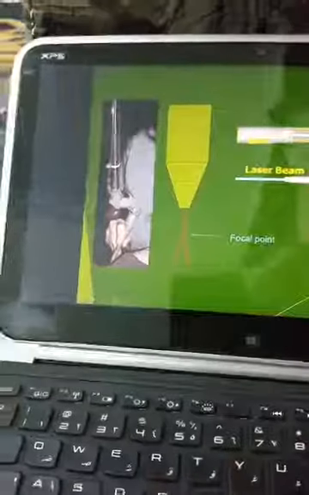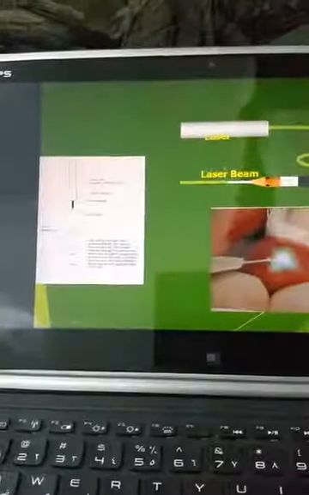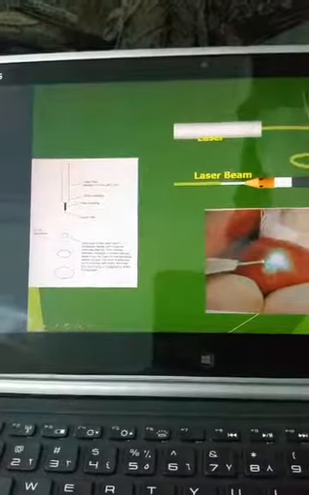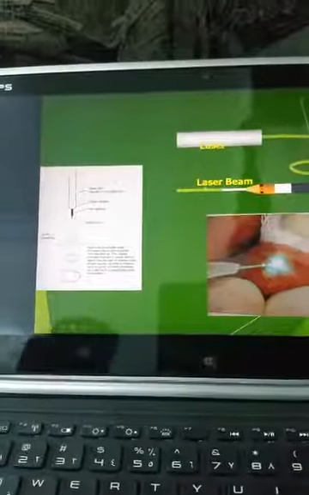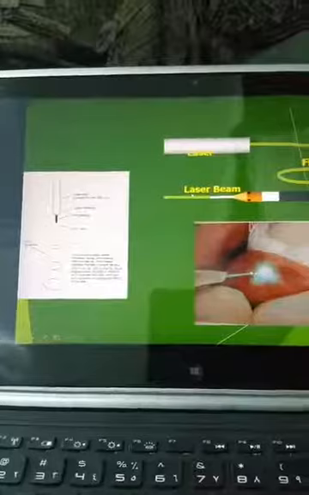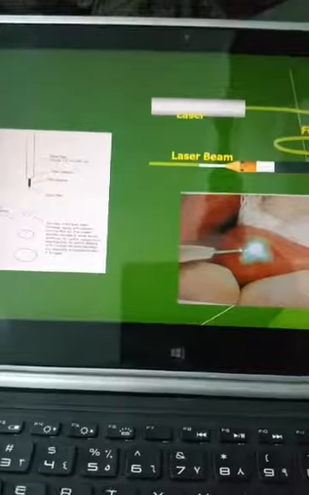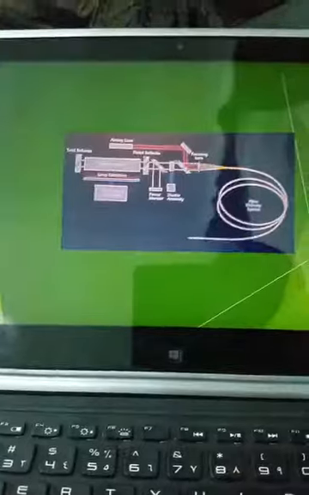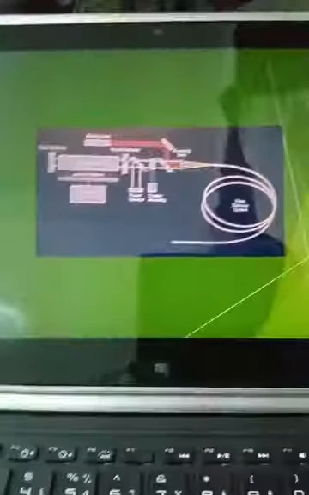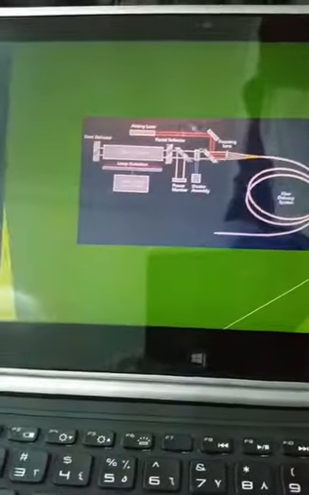This is the articulated arm, and the fiber, which is commonly used in dentistry, where the laser can be carried with the fiber and you can get the feel of it. Although I love the articulated arm because it's faster, like with the CO2 and the Er laser.